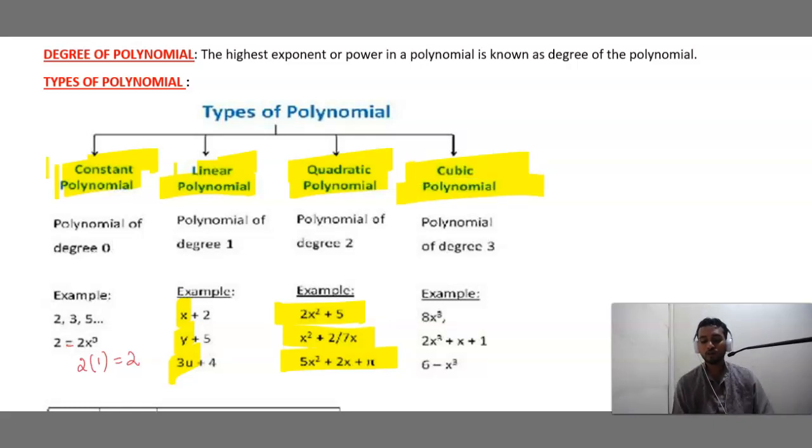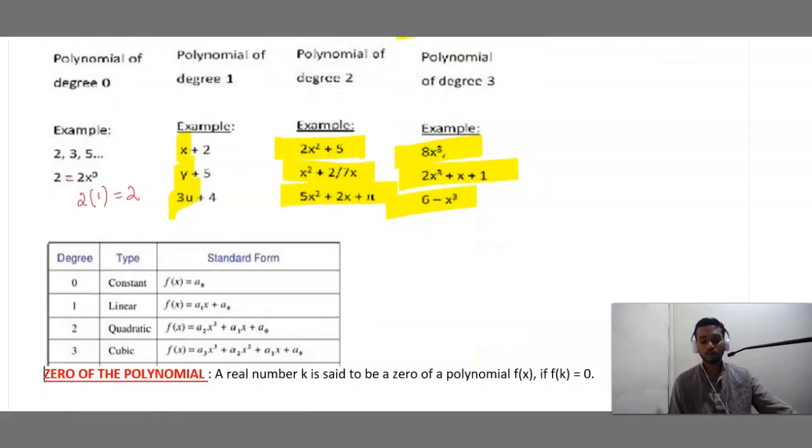Next, cubic polynomial. If the highest degree is 3. 8x cube, 2x cube plus x plus 1, 6 minus x cube. We can see in all these three conditions, what is the power of x? Highest, that is 3. That is known as a cubic polynomial.